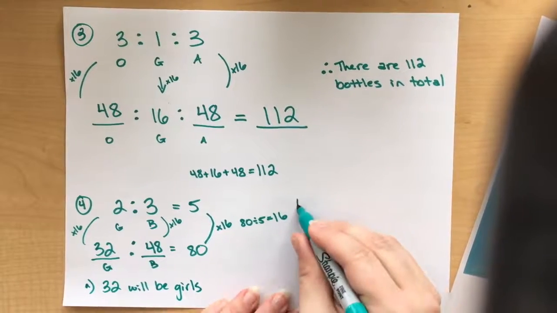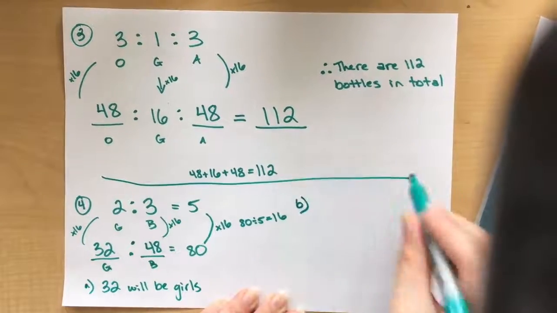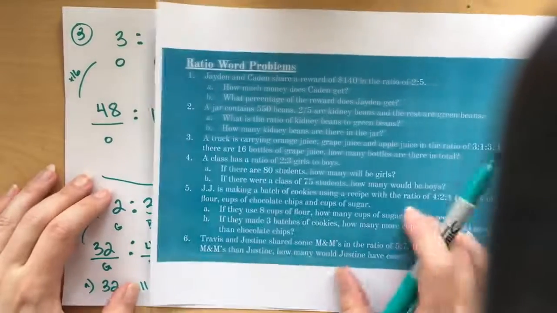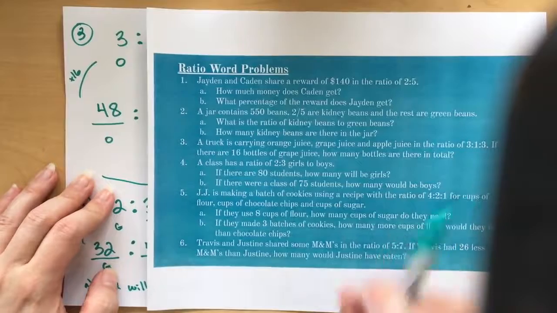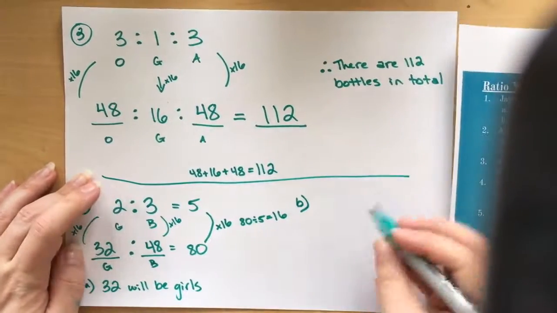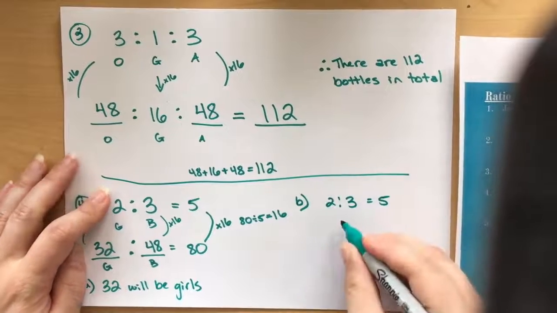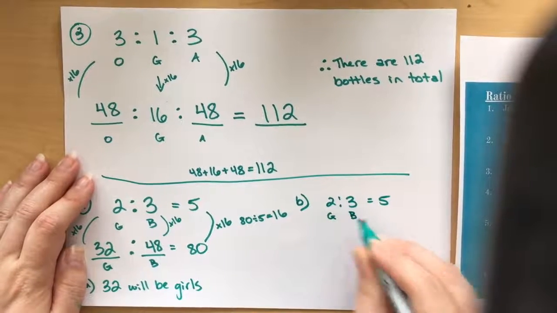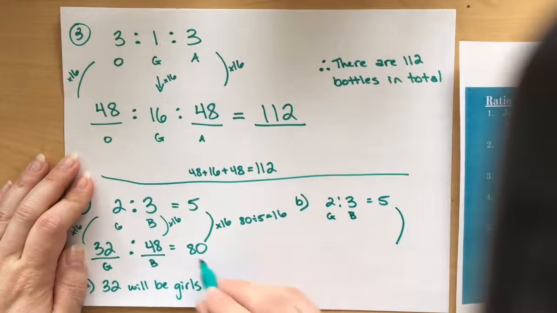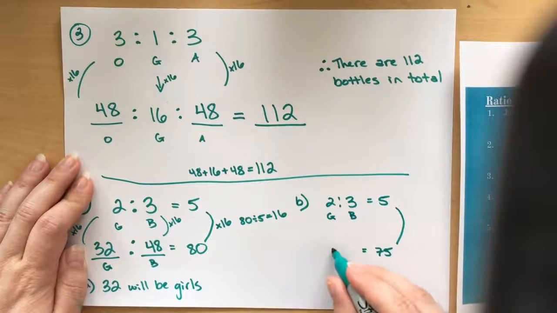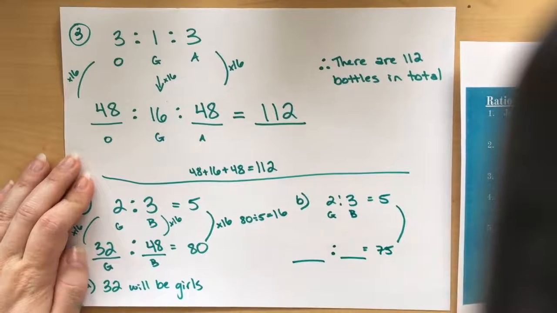Okay, let's go to 4B. I'll do that over here. 4B. If there were a class of 75 students, how many would be boys? So go back to your original ratio where the total was 5, right? That was girls, that was boys. And instead of us looking for a total of 80, we're looking now for a total of, if there was 75, what would those two parts be?